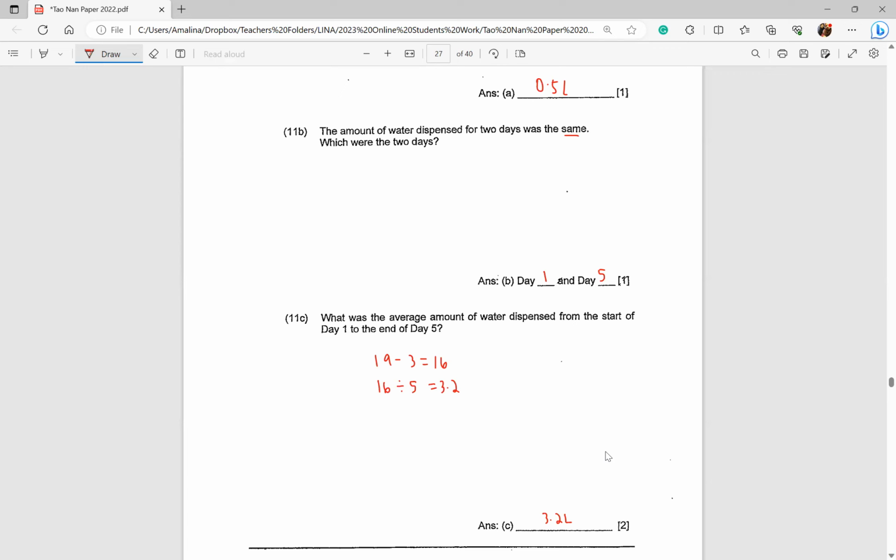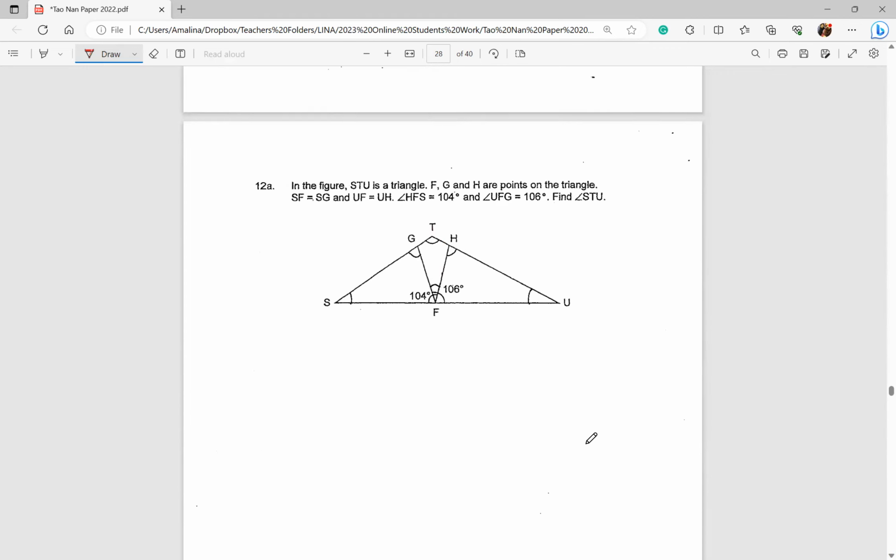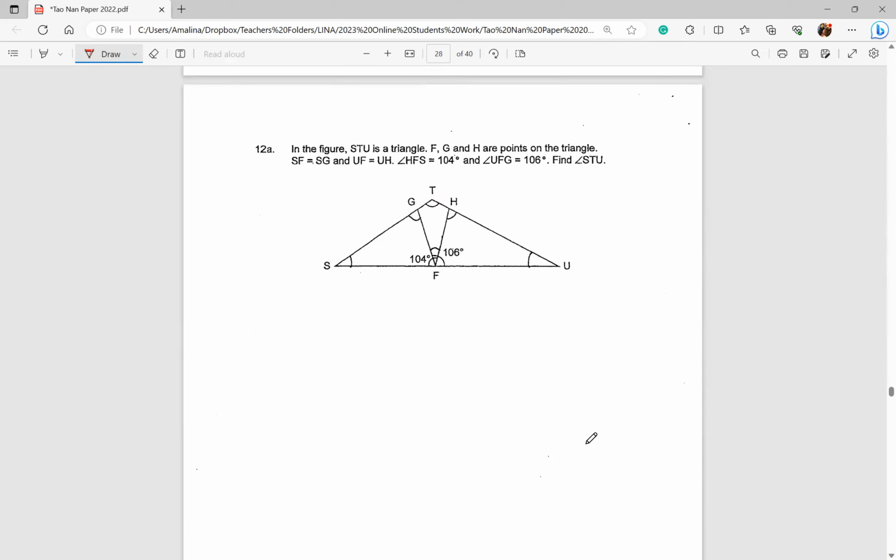Okay, let's move on to question number 12. So for question 12, in the figure, STU is a triangle. F, G, and H are points on your triangle. SF equals to SG. So let's annotate your diagram. These 2 sides are the same, and UF equals to UH. So UF and UH are the same.